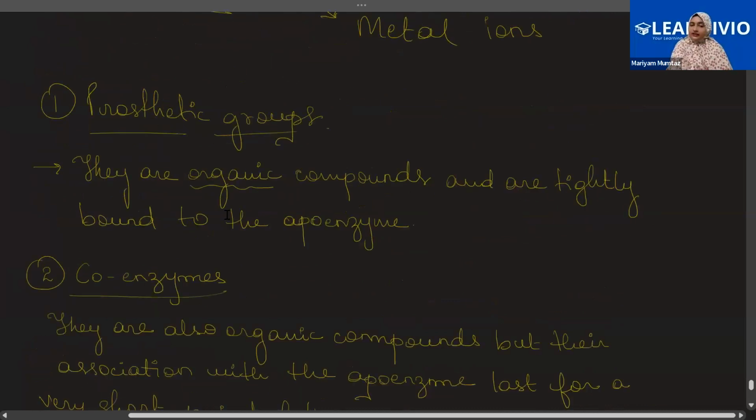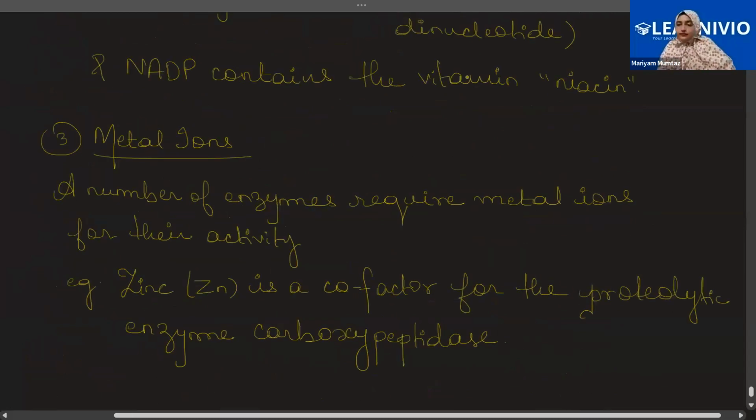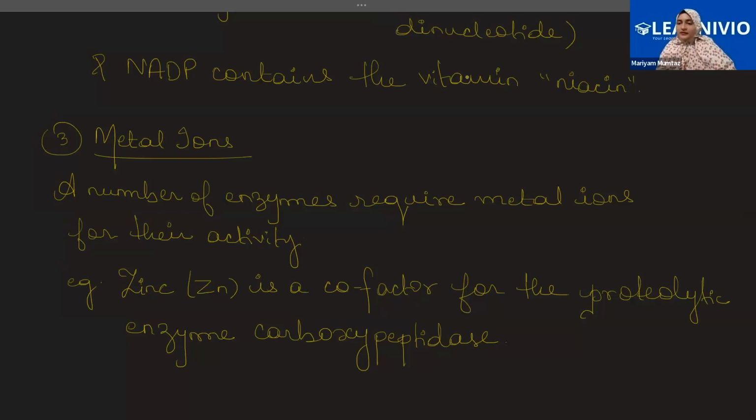A number of enzymes require metal ions for their activity. Meaning, you people know what metals are? Everyone knows what metals are? Give me some example other than the one I've written. Iron, yes, iron is there. You know all the elements, metals, non-metals, and all of that. You know better than me. Metals are important for better activity of the enzymes. Some enzymes cannot work without the metal ions, such as zinc, which is a cofactor for the proteolytic enzyme called carboxypeptidase. Meaning the carboxypeptidase will not work without zinc. It requires zinc for proper functioning.